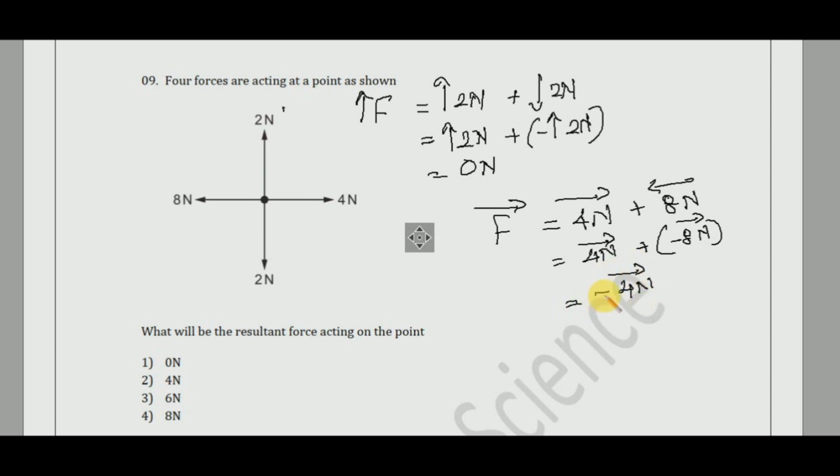This minus sign is not a mathematical operation, that is about direction. So if it is negative to this side, it should be positive to the other, 4 Newton to the left side. So the answer is 4 Newtons. Direction is not given here, therefore it is very easy to find this. You get the answer 4 Newtons.